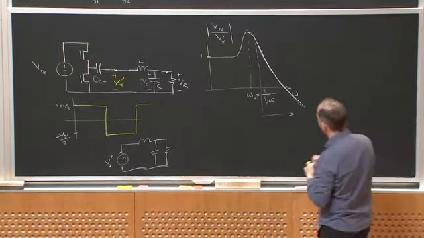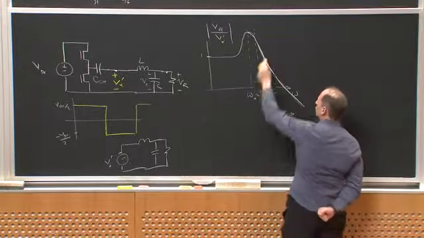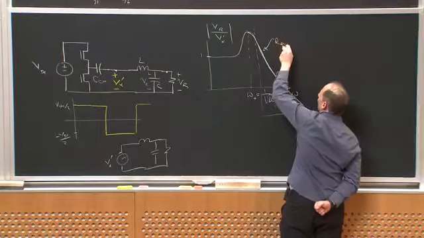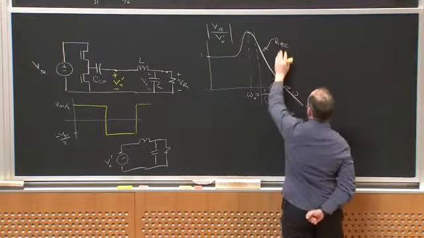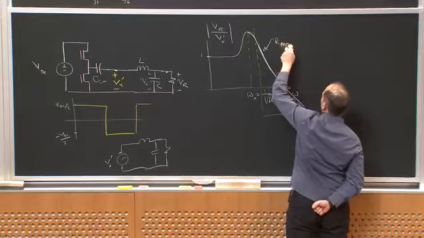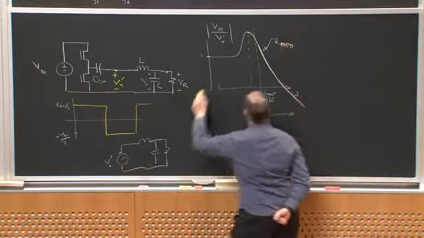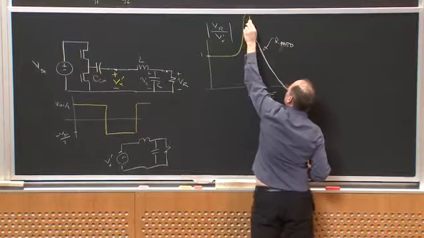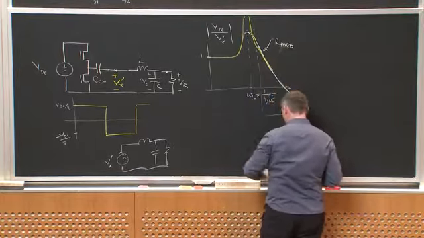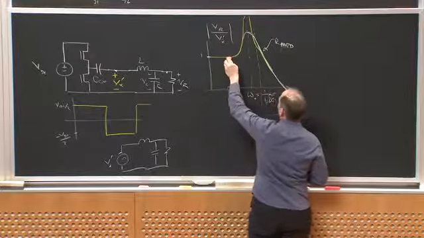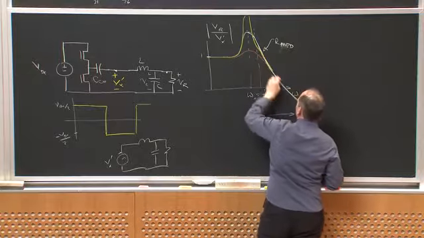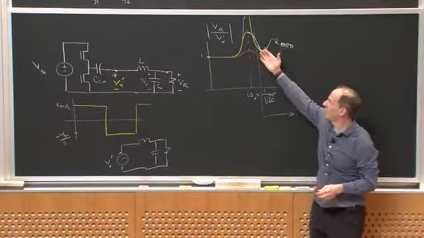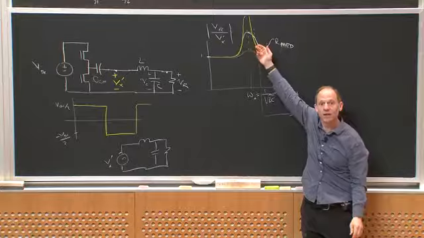And how much this peaks up is a function of resistance. So this is for R big, and maybe this is R medium. If I had a big resistor, it might look like this. And if I had a small resistor, maybe it looked like this. But here's the point: I can get voltage gain, at least if I have the right resistance value, and sometimes we use this.